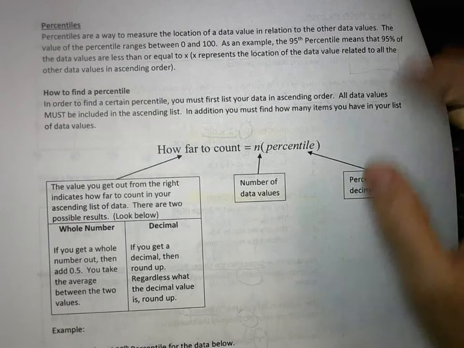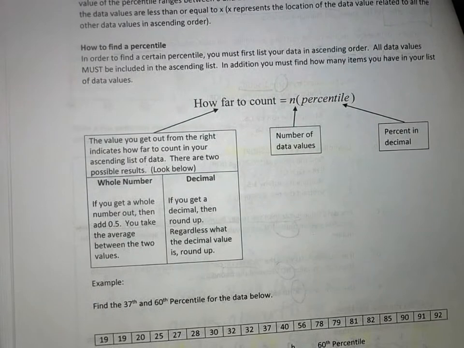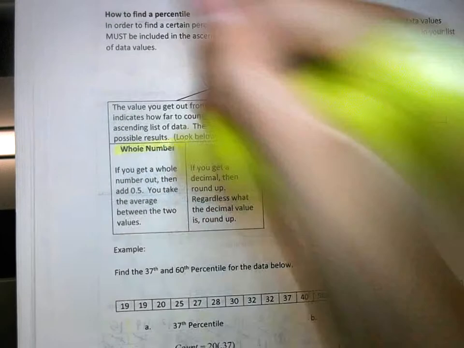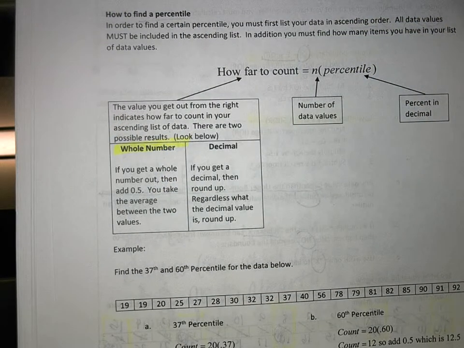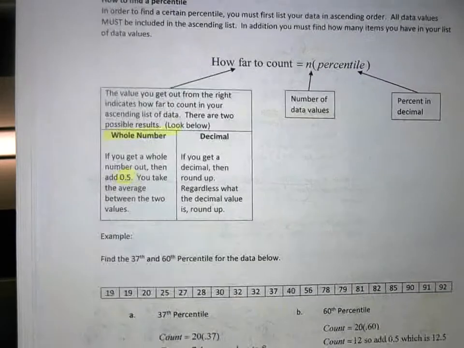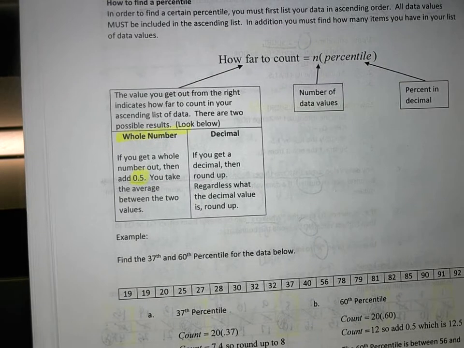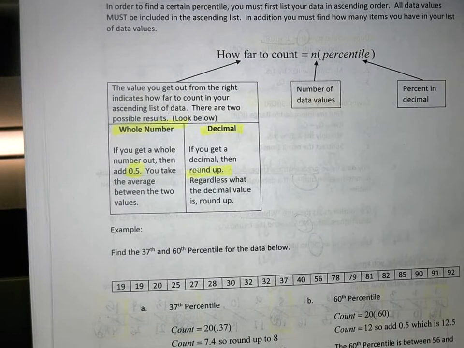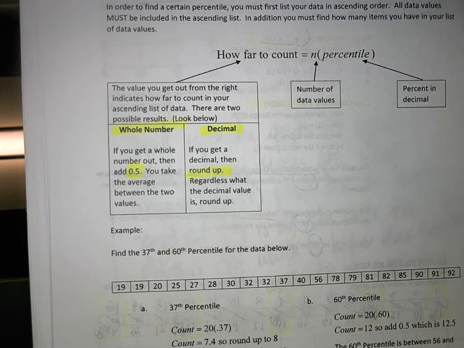The one thing you need to remember is when you're doing this, if you get a whole number, when you finish, you add 0.5 because you're taking the average between two values. If you get a decimal, you round up. Regardless of what the decimal value is, you will round up. So let's say you got 5.1. You would round up to 6. Okay? All right, that's important.